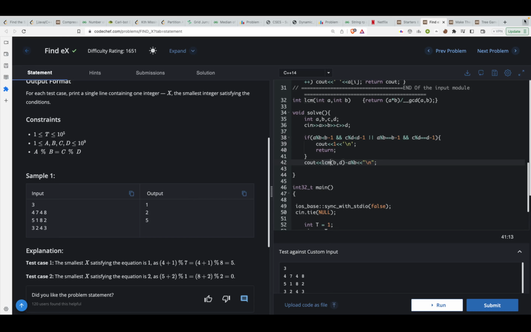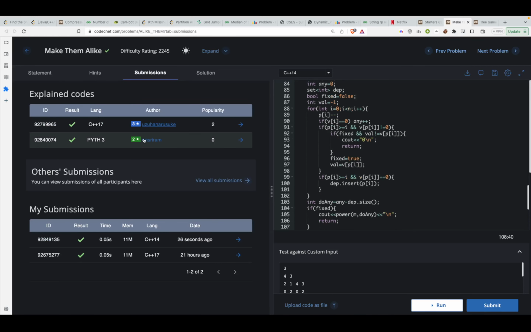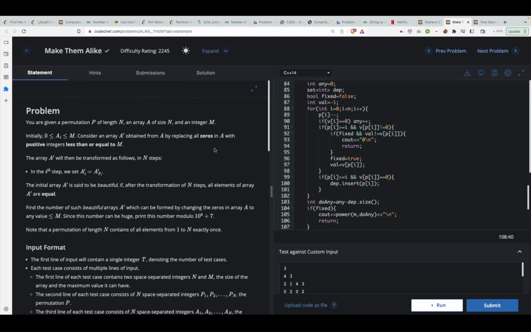Cool. So this code was also simple. Let's move ahead to Make Them Alike. Now Make Them Alike, I won't say it is a difficult question, but people got confused in some weird scenarios. But let's talk of the problem statement first.